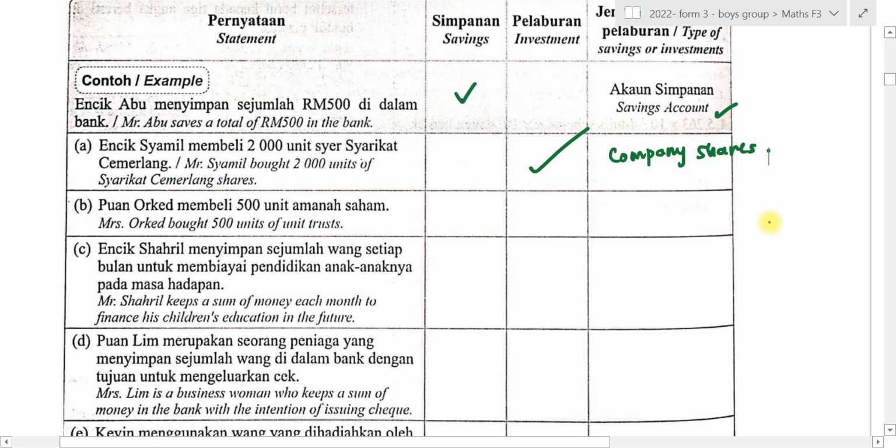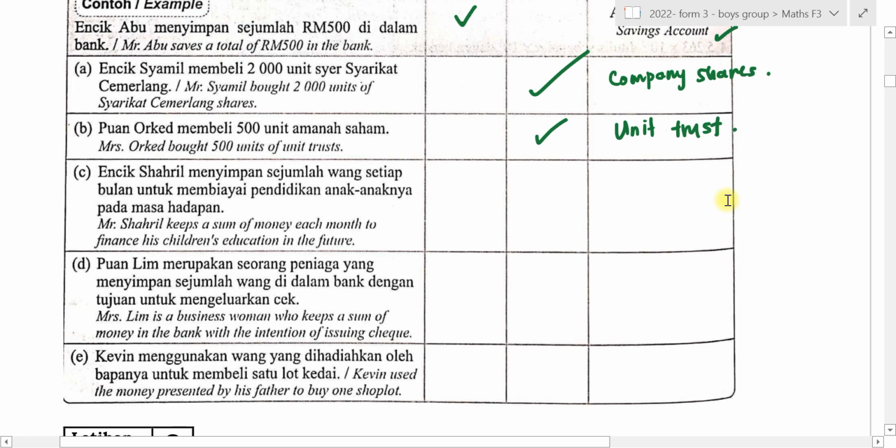Then Mrs. Orchid bought 500 units of unit trust. This is also under investment, not involving keeping money inside the bank. This is what we call a unit trust.